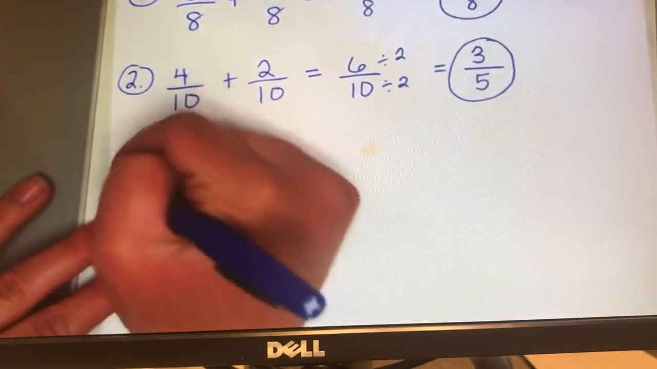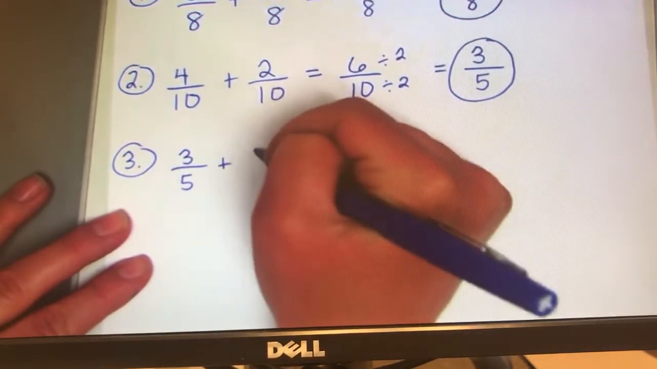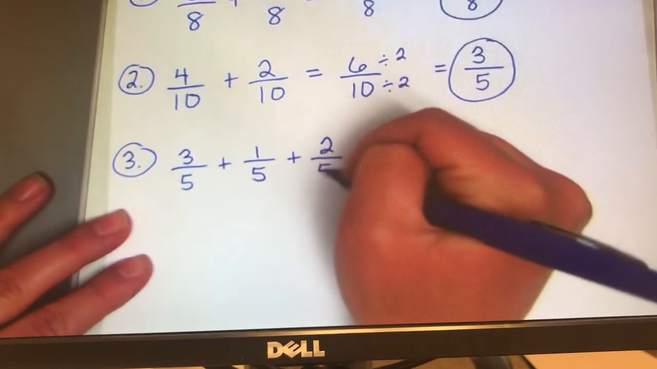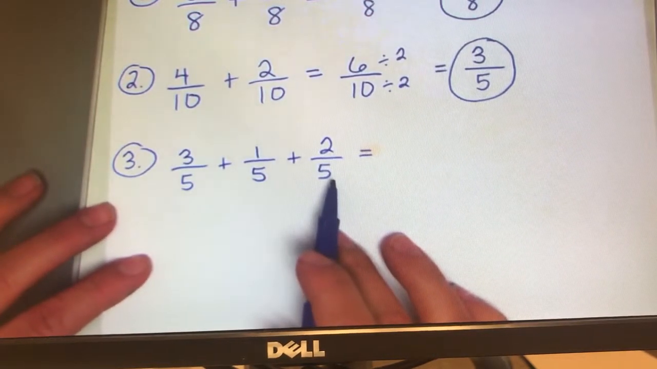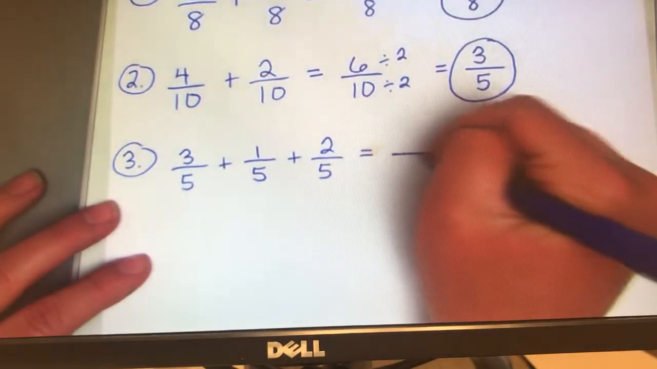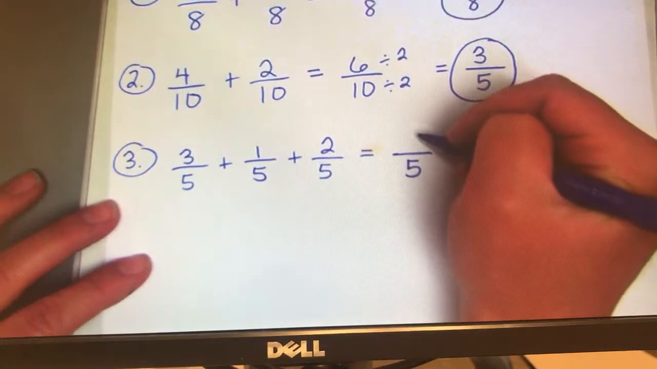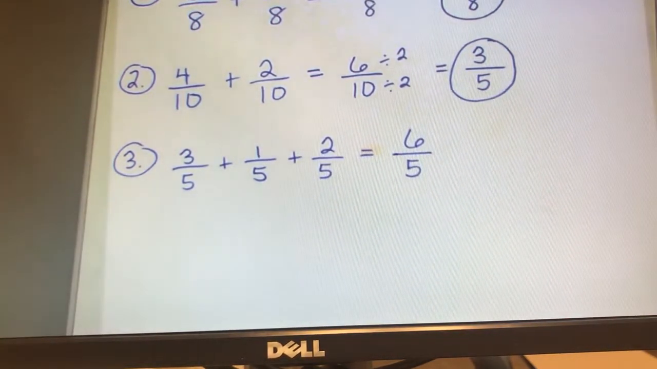Number 3, 3/5 plus 1/5 plus 2/5. Again, I notice they're all fifths, they're all like, but this time I have 3 fractions, but I'm going to do the same thing. All you do is add the numerators and keep the denominator the same. 3 plus 1 plus 2. 3 plus 1 is 4. 4 plus 2 is 6. Okay, 6/5 is the right answer.